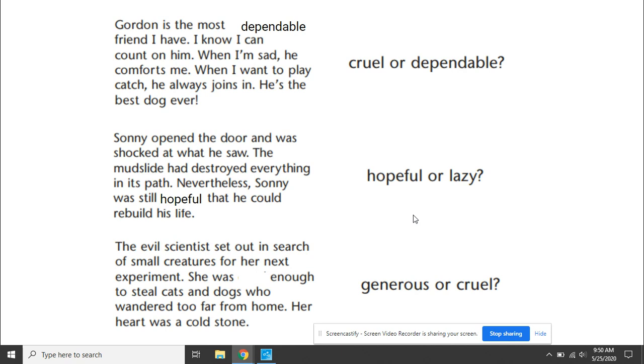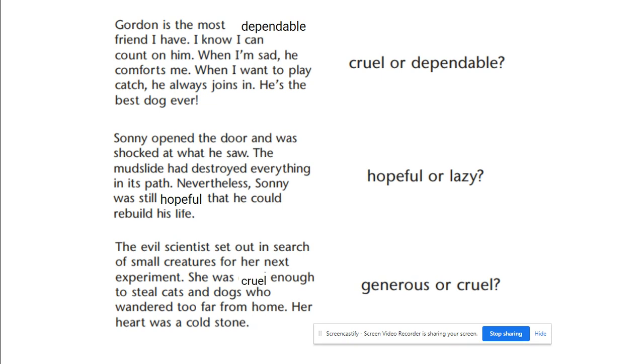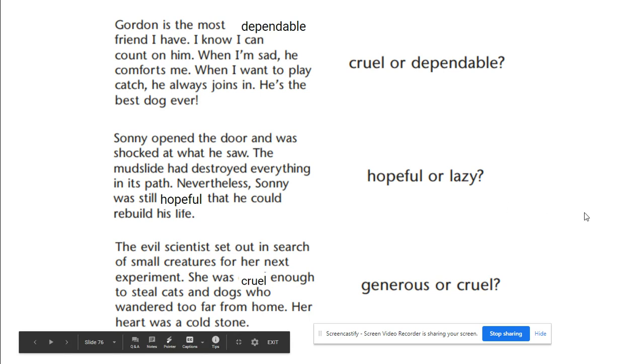So in this passage, we learned that this evil scientist steals cats and dogs who wandered too far from home. That doesn't really seem like something a generous person would do. So we know that this character is cruel, right? And that's the adjective that we would use to describe her.